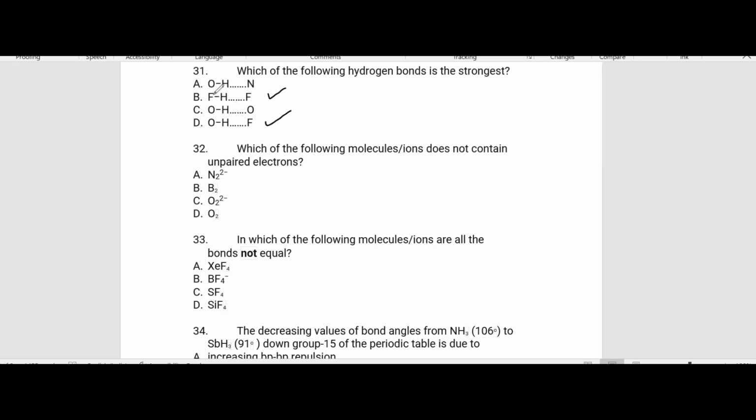Among these two, let us compare this fluorine and this oxygen. Oxygen is less electronegative than fluorine, and so because of its higher electronegativity, fluorine pulls the electrons more towards itself than oxygen. And so this hydrogen will get more partial positive charge when compared to this hydrogen. That's why the difference in electronegativity also increases here, because this hydrogen is getting more partial positive charge when compared to this hydrogen, and this will become the stronger bond. So our answer is option B.